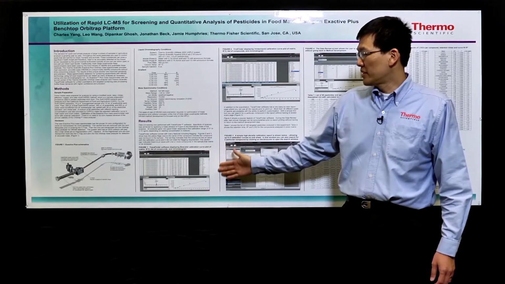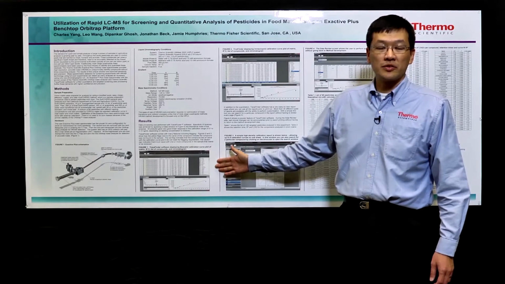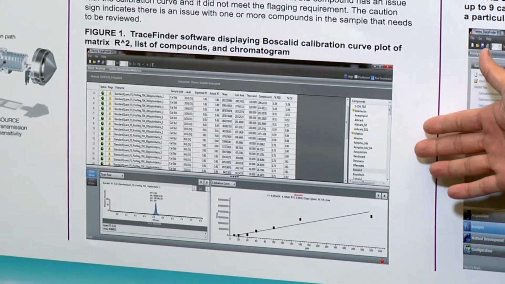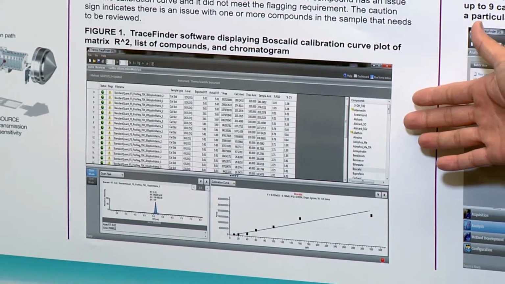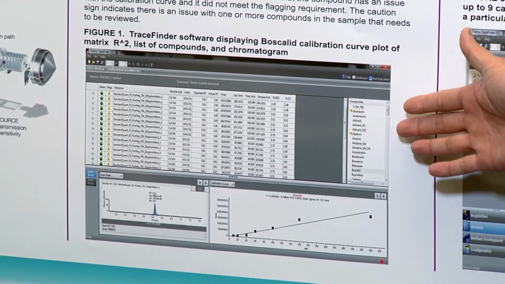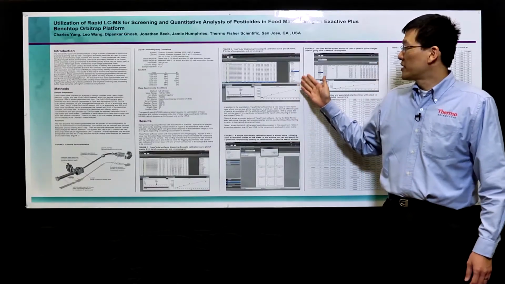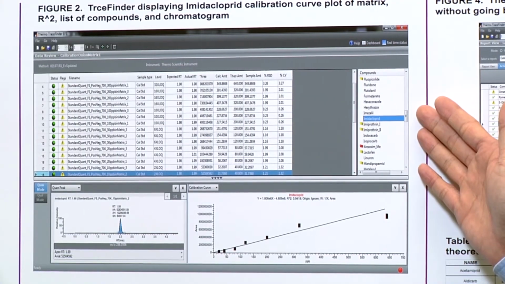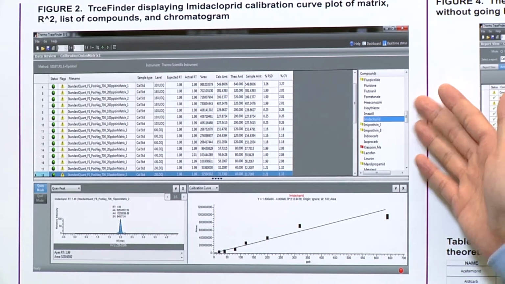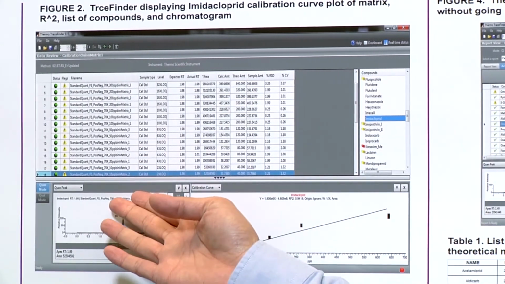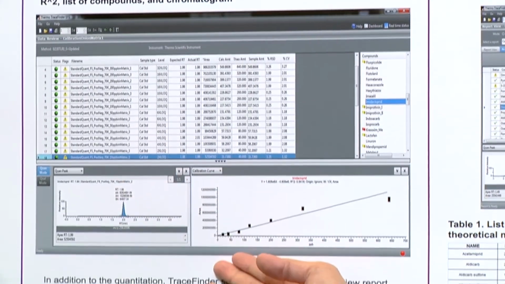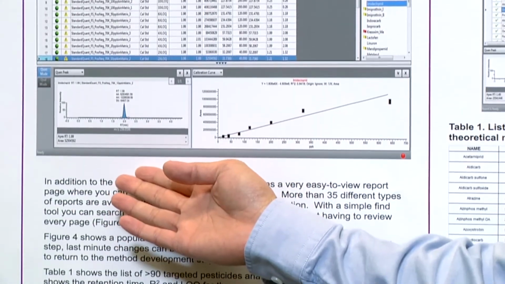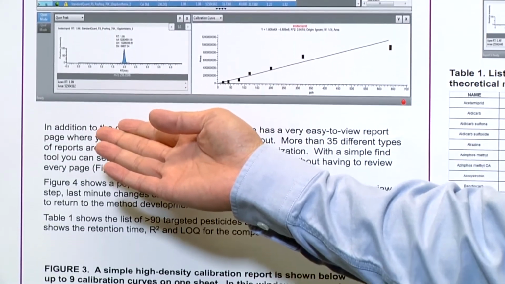The result basically is run in our software called TraceFinder. TraceFinder is a quantitative software where we can do quick processing and routine lab workflow. In this diagram here, we basically show you the results of the run by showing you a component on the right side and then the actual sample on the left side. Down here we have a calibration curve and then the integrated peak that's shown here.